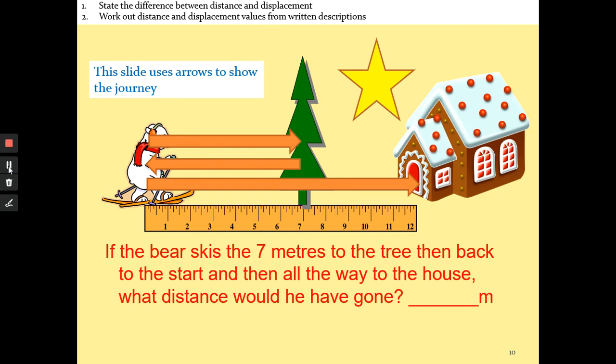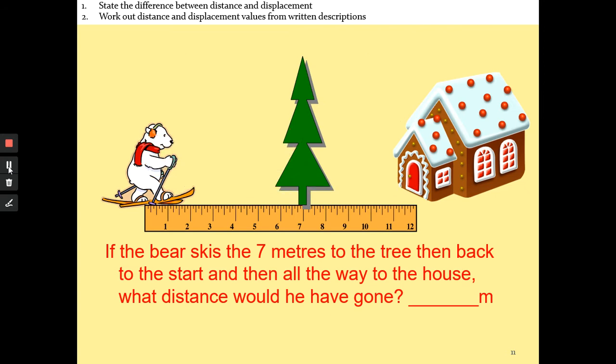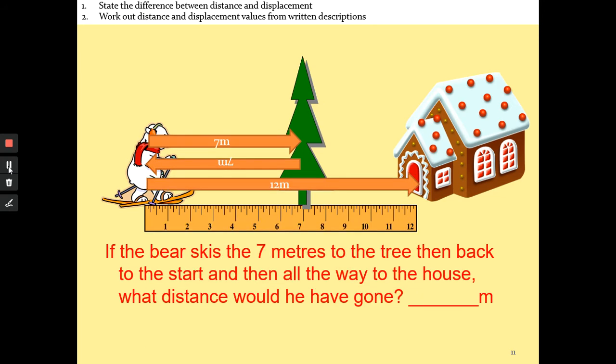So now that you've got the arrows to help you, pause the video and work out the distance travelled. Did you get the distance right? So 7 meters to the tree, 7 meters back, and then 12 meters down to the house. That gives us a total distance of 26 meters.